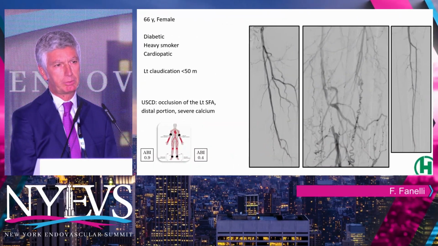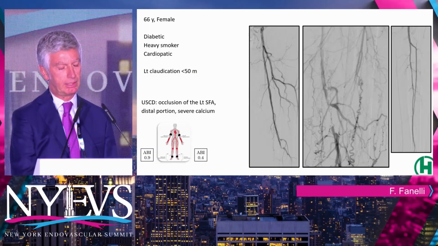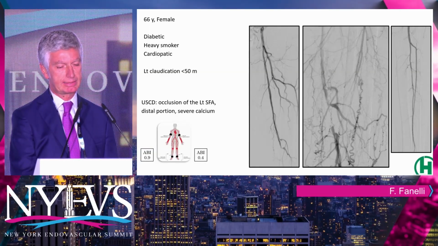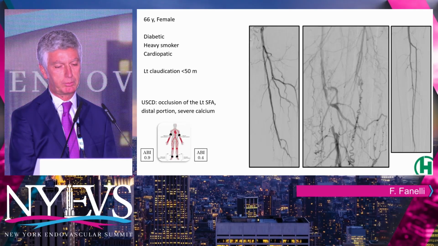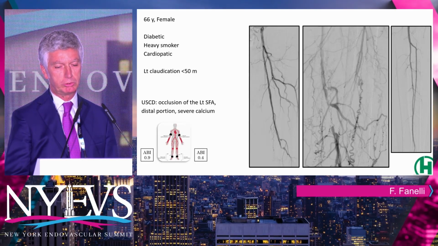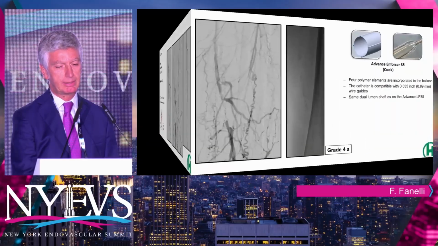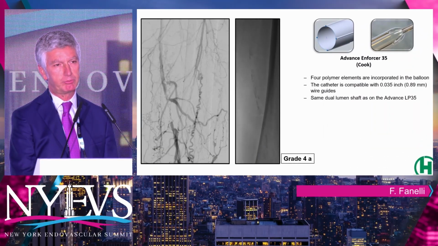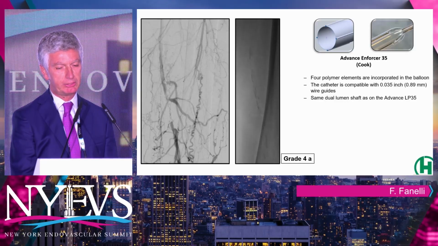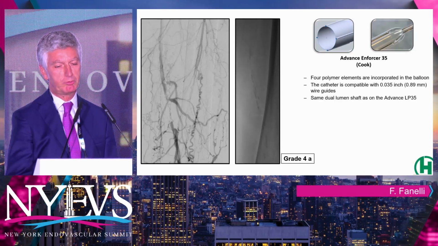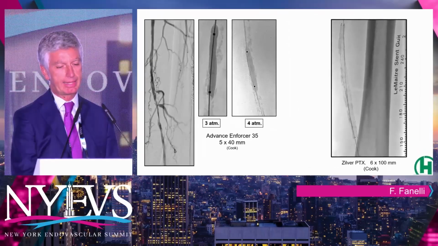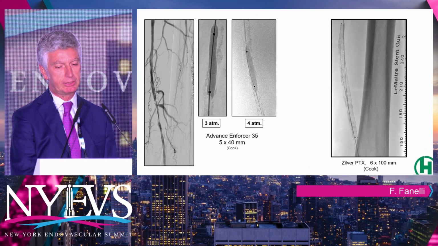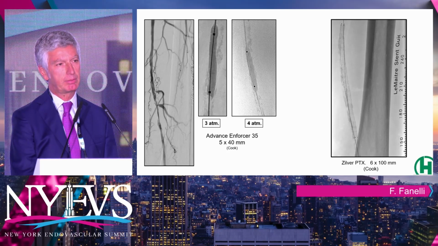There are also other situations that we can use to prepare the vessel and achieve a very nice outcome. This was a female lady that came to my hospital with a long occlusion of the FEMPOP segment. It was evaluated by IVUS as a grade 4, that means 360 degrees calcification. So we used a special balloon, the Enforcer by Cook. And then the treatment was done with several dilatations. And finally, we implanted a Silver PTX.